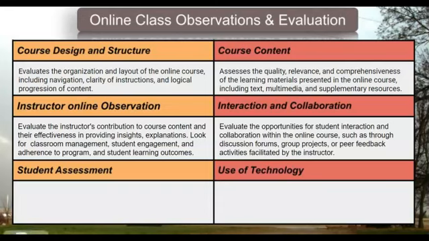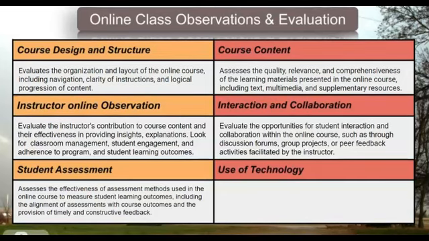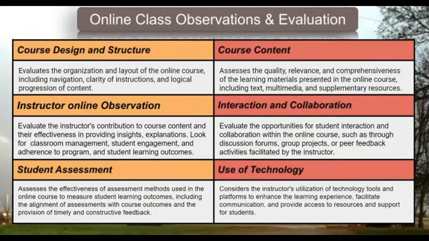Number 5, student assessment. Assess the effectiveness of assessment methods used in the online course to measure student learning outcomes, including the alignment of assessments with course outcomes and the provisions of timely and constructive feedback. And number 6, use of technology. Consider the instructor's utilization of technology tools and platforms to enhance the learning experience, facilitate communication, and to provide access to resources and support for students.